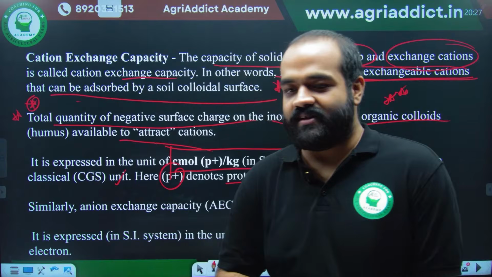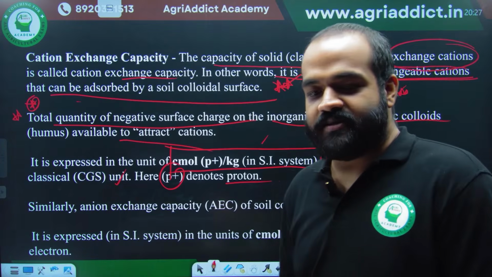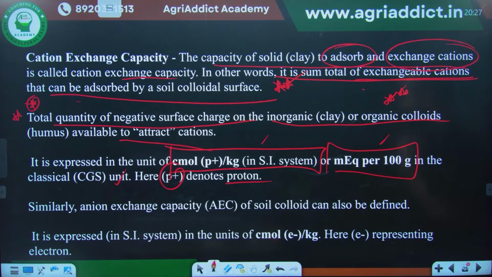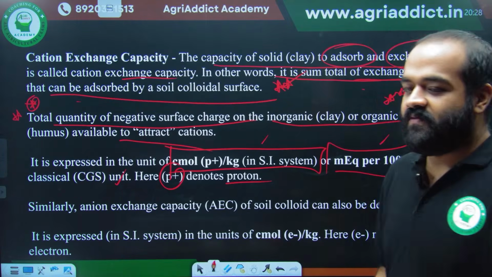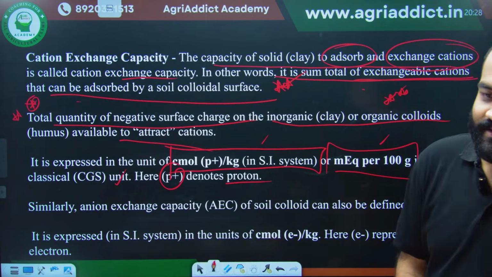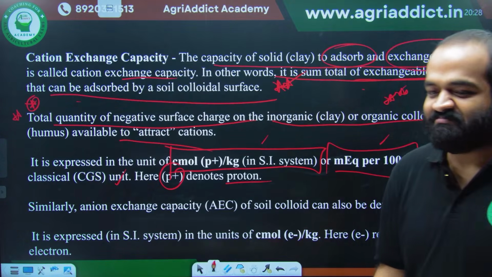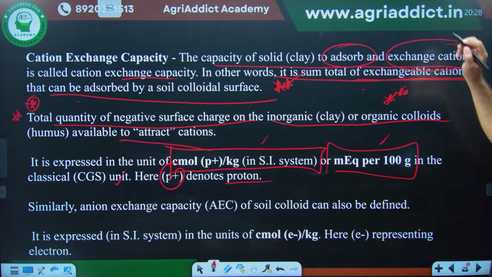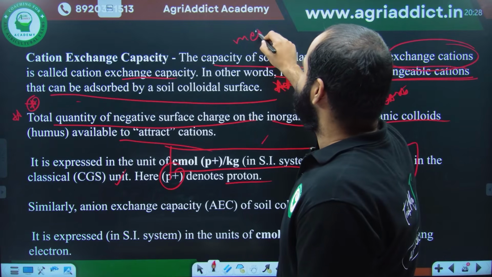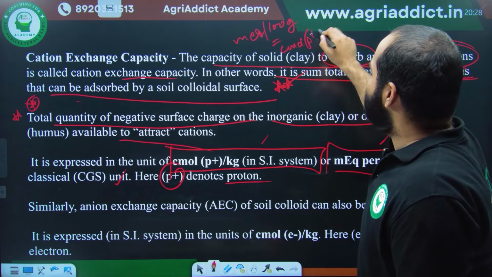What is the conversion factor? Can anyone tell me? What is the conversion factor between centimole positive charge per kg and milli equivalent per 100 gram of soil? Anyone, please? Can anyone tell what is the conversion factor? 1. Wow, Tarun sir. Very nice. So yeah, this is a very simple one. We all know this will be equal.